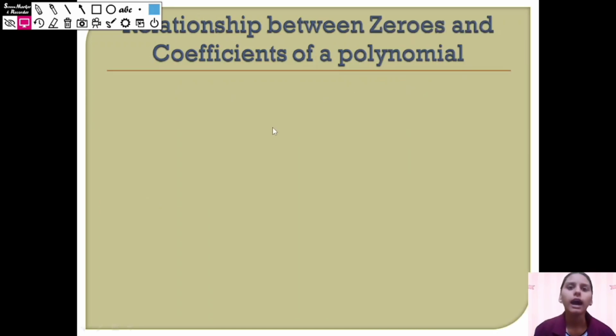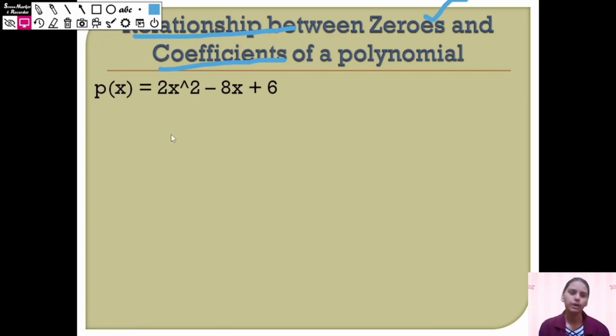Relationship between what and what? Zeros of a polynomial and coefficients of a polynomial. Before going into the definition or suddenly getting into the relationship, let me take a quadratic polynomial: 2x square minus 8x plus 6. I'll solve it using the splitting the middle method. Now, what is the splitting the middle method?